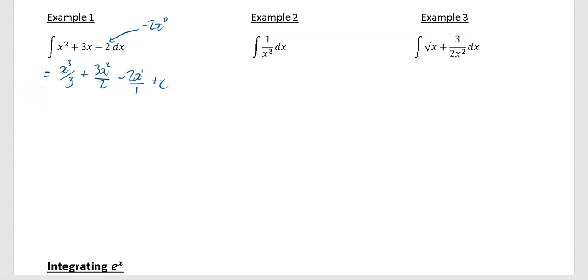So here, just tidy that up and write that a wee bit nicer. It's just going to be x cubed over 3 plus 3x squared all over 2. Oops, sorry, that should be minus 2x plus c. So we'll just get rid of that.